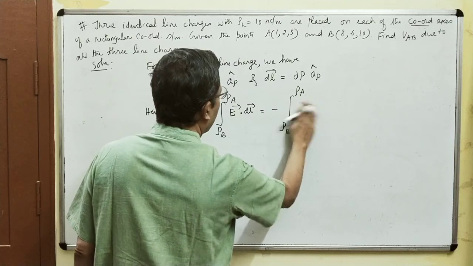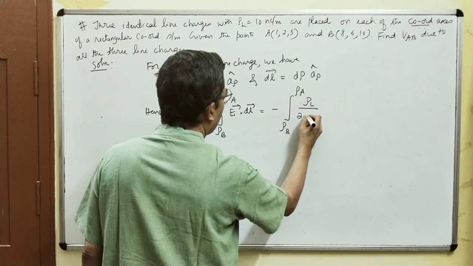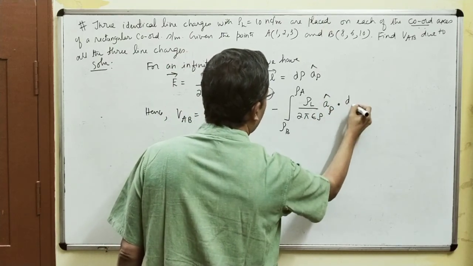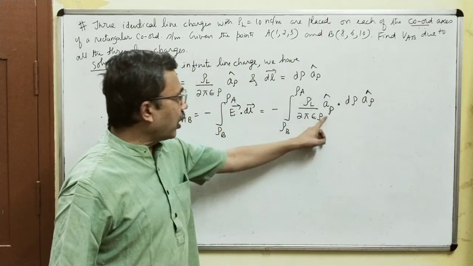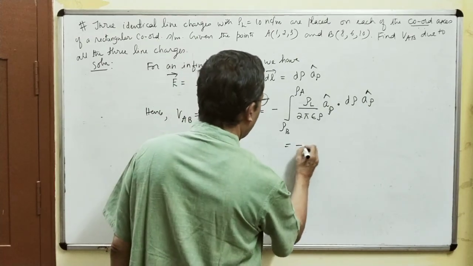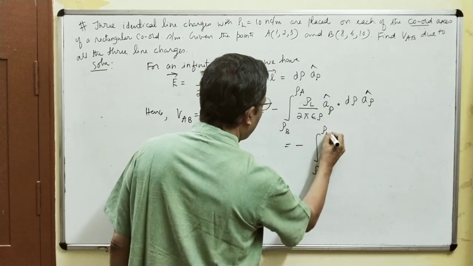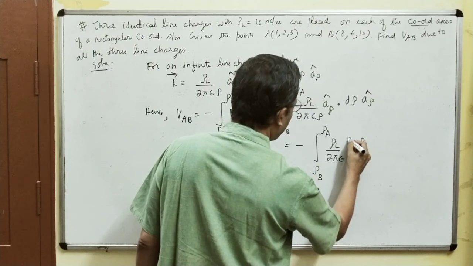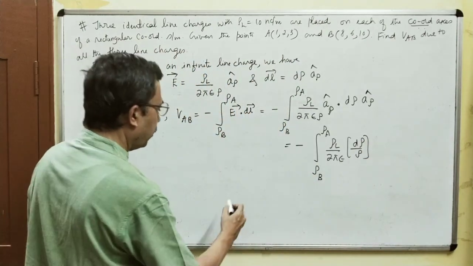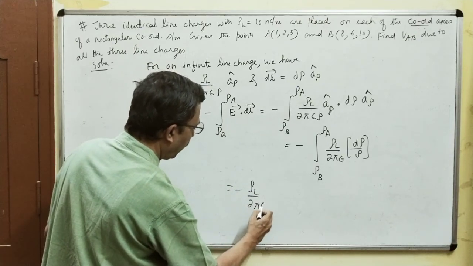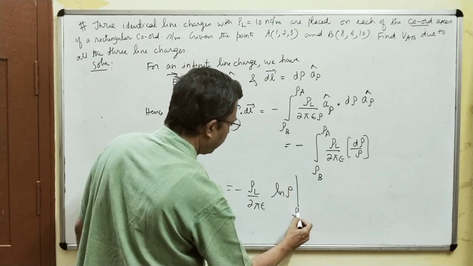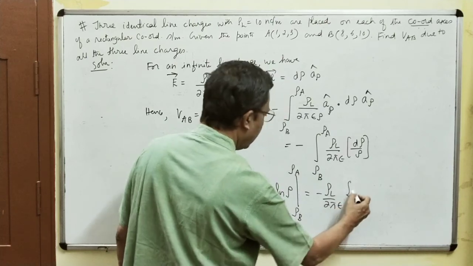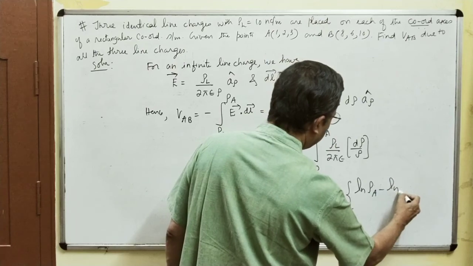What is vector E? Vector E is rho L divided by 2 pi epsilon rho A rho cap dot D rho into A rho cap. A rho cap dot A rho cap is 1. Therefore, this becomes minus integration from rho B to rho A, rho L divided by 2 pi epsilon D rho divided by rho. If you integrate 1 by rho, you get log rho. So, this becomes minus rho L by 2 pi epsilon natural logarithm of rho limits from rho B to rho A. So, this becomes minus rho L by 2 pi epsilon, natural logarithm of rho A minus natural logarithm of rho B.